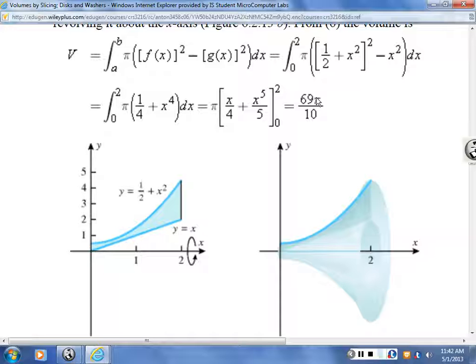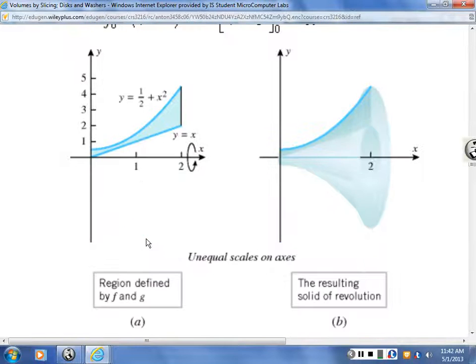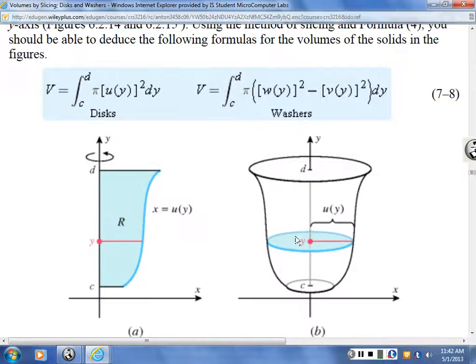Question? So when do we know when we are using the washer or the disc? Depending on the function. So here you see when I rotate this, I have a hole. So I'm going to have a washer. If I do an example... You're saying the space between the x-axis is your hole. Or your axis of rotation.